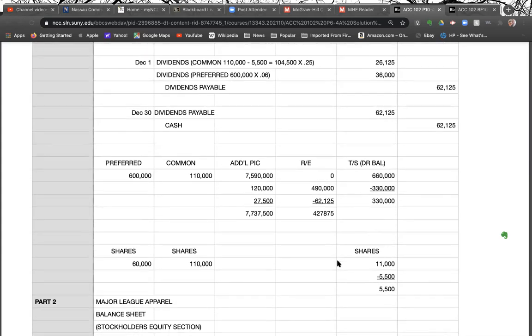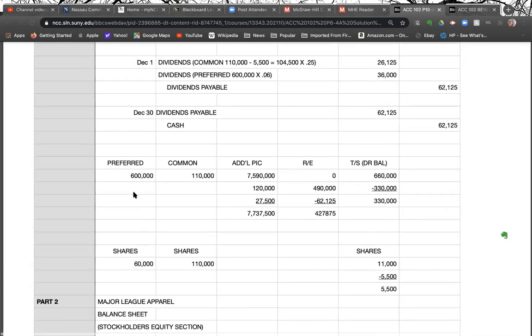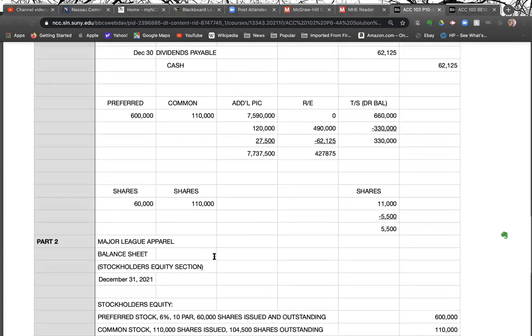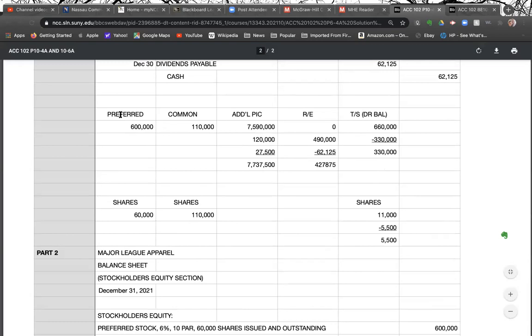What about shares? 60,000 shares of preferred issued, 110,000 shares of common issued. How many shares of treasury stock are there? Well, there were 11,000. Then we reissued 5,500. There were 5,500 shares remaining. Now, again, the book is not asking you to do this, but how else are you going to come up with the numbers to give them? You can't create the numbers out of thin air. You have to have some way of organizing those numbers. So that's what I showed you how to do here: set it up, make a column for preferred, a column for common, and so on, also for the shares.